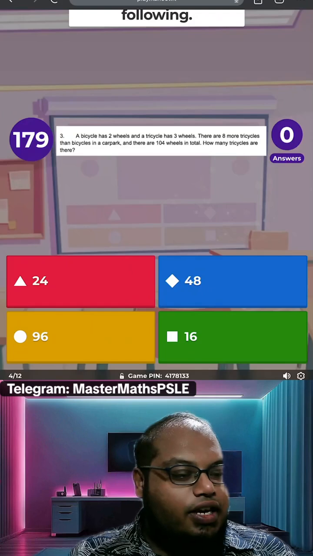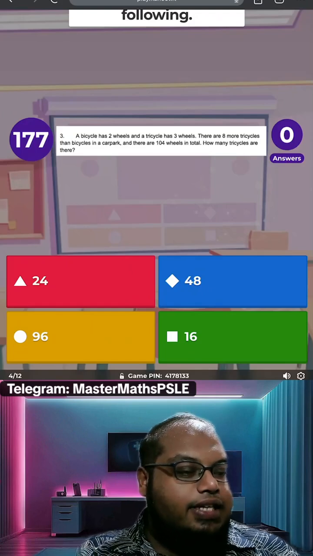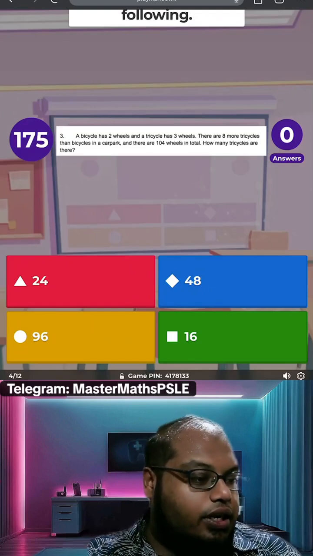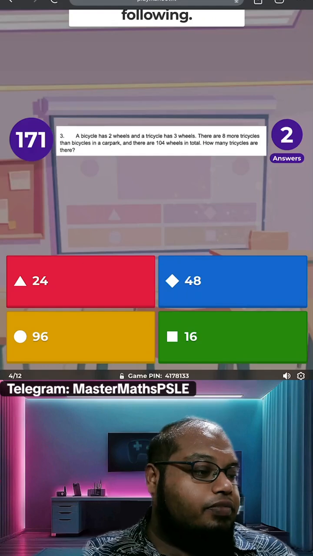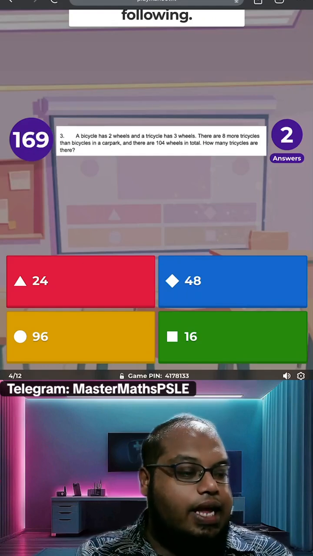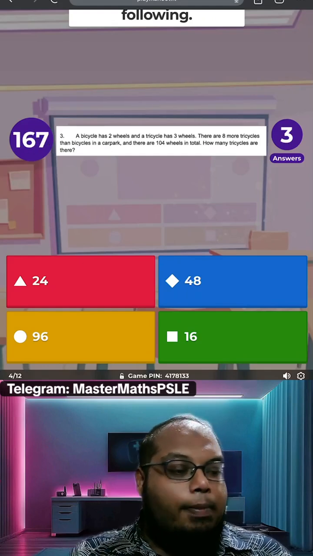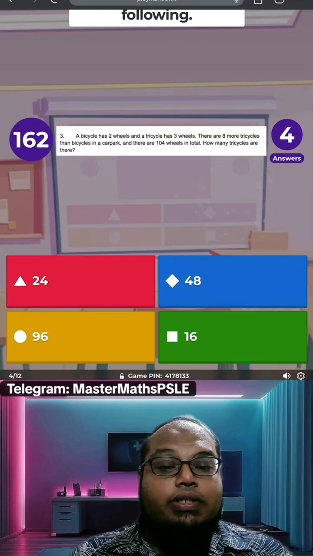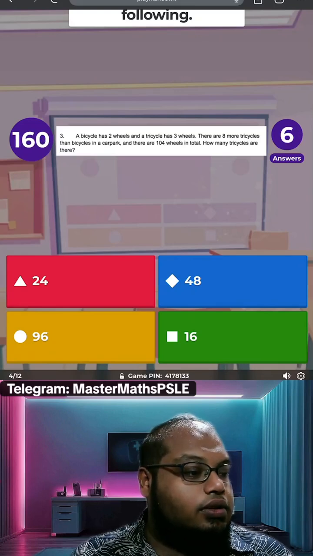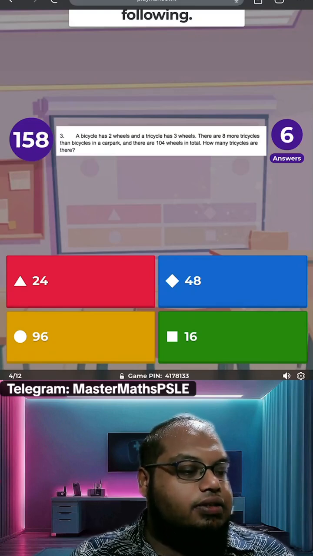Okay, question number 3. A bicycle has 2 wheels and a tricycle has 3 wheels. There were 8 more tricycles than bicycles in a car park, and there are 104 wheels in total. How many tricycles are there?